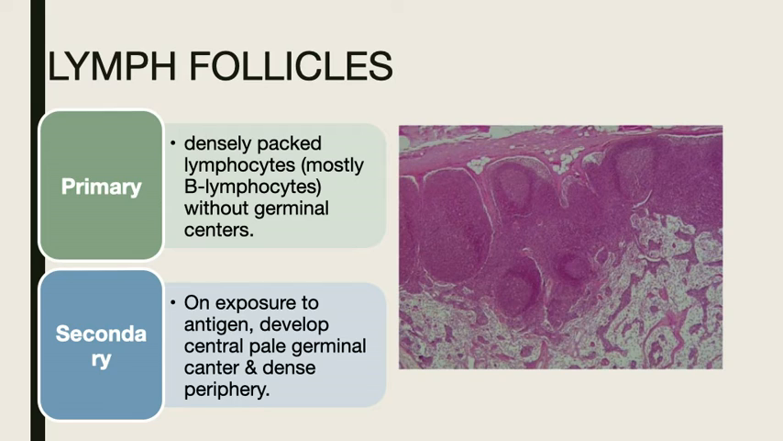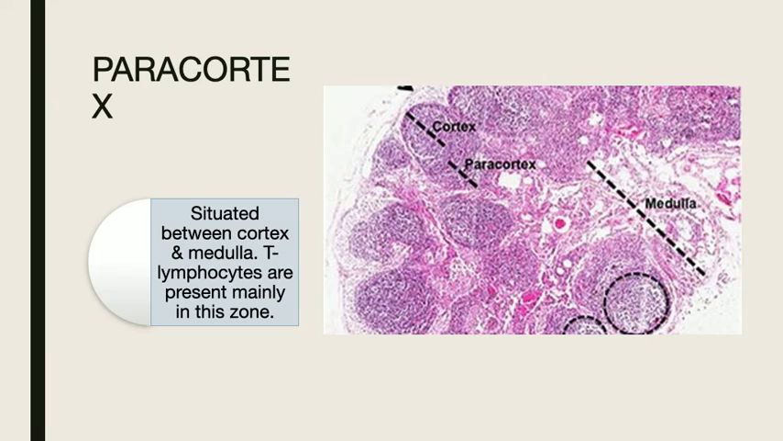So, as we mentioned, the cortex is formed of three components. The first is the lymph follicle. What are the rest? The second is the paracortex. Paracortex is the zone situated deep near the medulla. It contains mainly T lymphocytes that have migrated from the thymus during maturation.